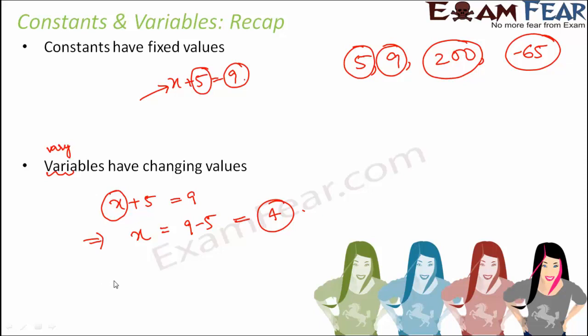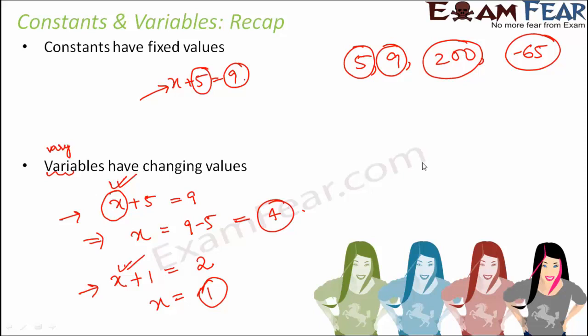Let's say we take another equation, x plus 1 is equal to 2. Now in this equation also we have x, but here the value of x would be 1, whereas in the earlier equation the value of x is 4. So the same variable might have different values in different equations.